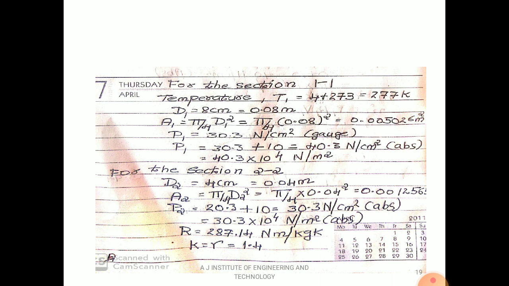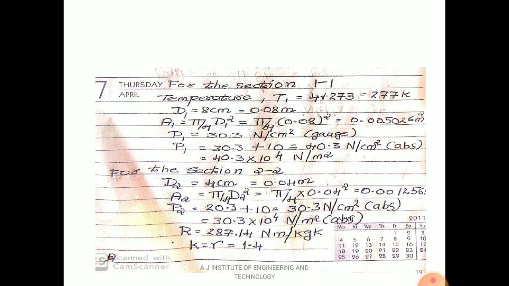And if you know the diameter, we can get the area of cross section, that is given by A1 equal to pi by 4 D1 square. So we have the value of D1, just substitute. So pi by 4 into 0.08 square, we get the answer 0.005026 meter square. SI unit of area is meter square.